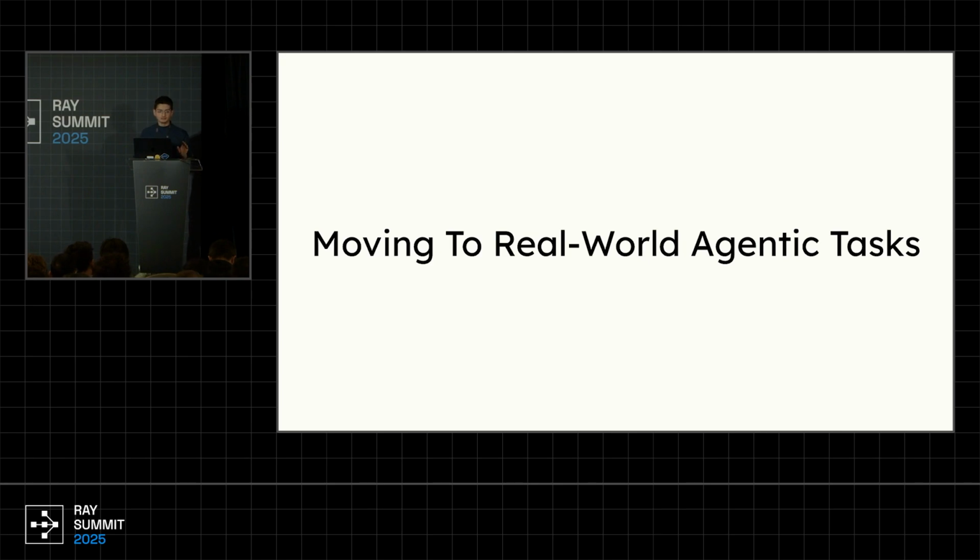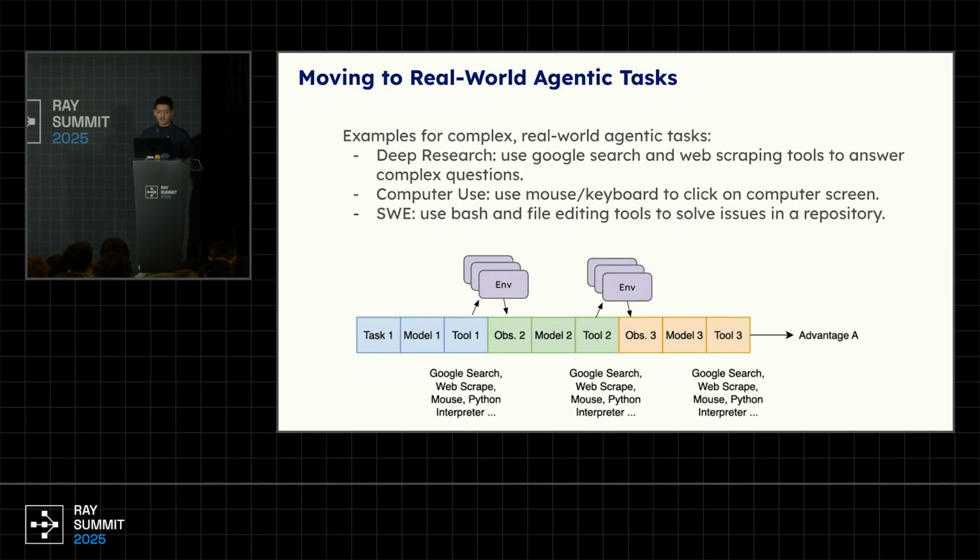Okay, so we'll now switch gears a bit, and I'm going to talk about how we train on real-world agentic tasks and some of our learnings there. For context, some examples of these tasks are deep research, where the agent can use Google search and web scraping tools to answer complex user queries. Another example is computer use, where the agent can use mouse or keyboard tools in order to click around on a computer screen to perform some task.